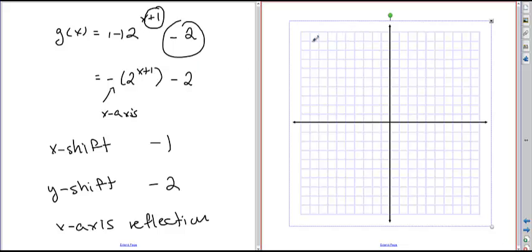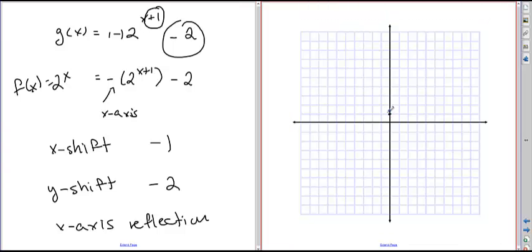So let's see how we plot this. First we're going to do the parent function, and the parent function is 2 to the x. So 2 to the 0 power is 1, 2 to the first power is 2, 2 to the second power is 4, 2 to the third power is 8, and then we take the reciprocals of those, so you get a half, a fourth, and an eighth. So that's your parent function.